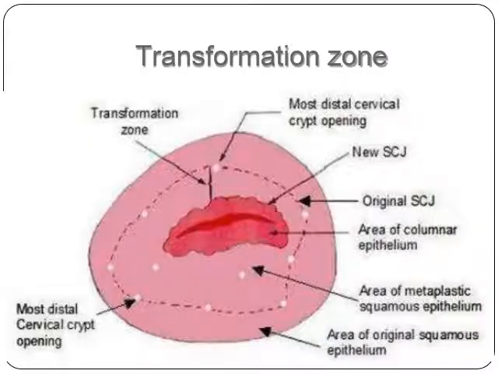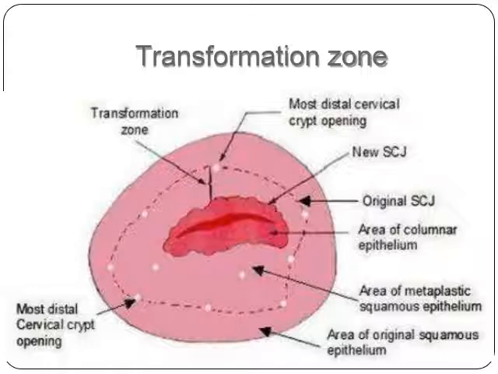Look at this image. You can see we have the columnar epithelium in red color. In the center we have the cervical canal. The red area is the columnar epithelium. The pink area is the squamous epithelium. And we have this dotted line discriminating between the area of original squamous epithelium and the area of metaplastic squamous epithelium.